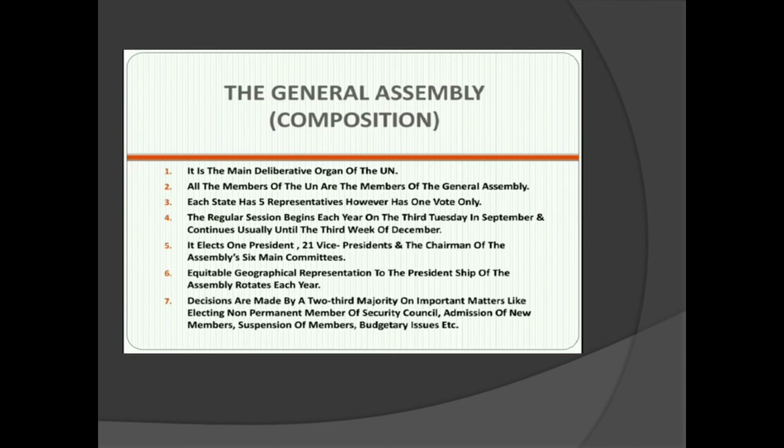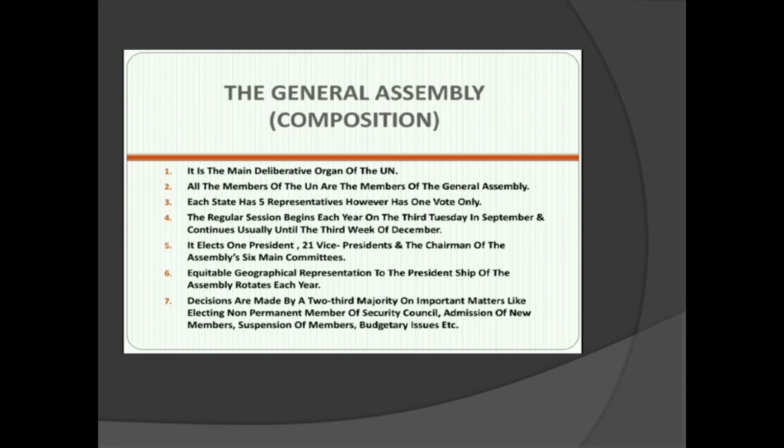The composition of this General Assembly is all about, it is a main organ. First of all, the members of the United Nations form the members of this assembly, and from each state 5 representatives are taken. But when it is time to vote for something, the vote does not go as 5; the votes are combined to 1. That means the vote will come as 1 vote from the state, whereas from one state there would be 5 different representatives.